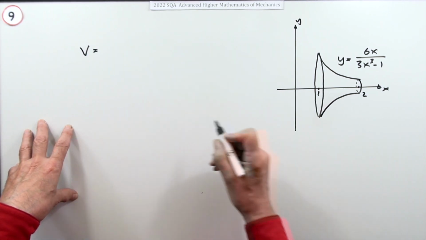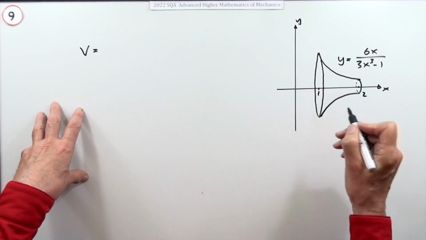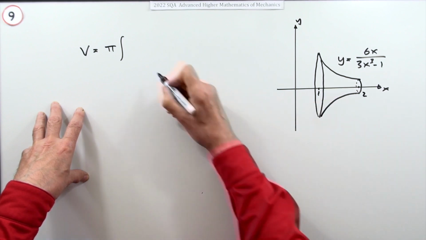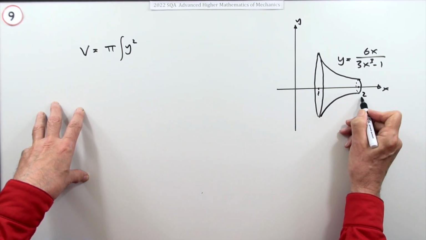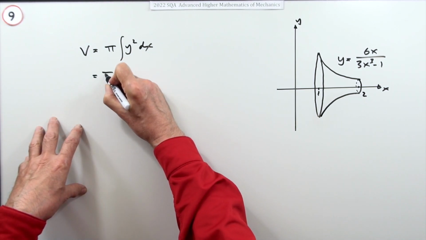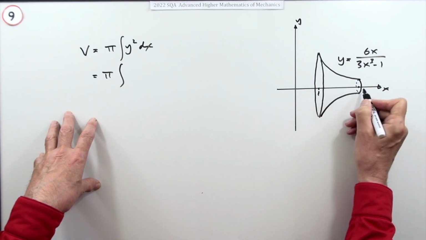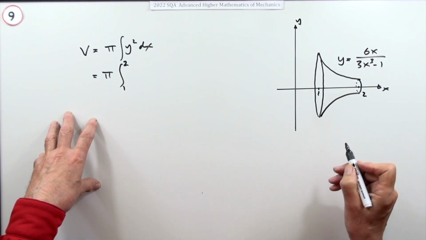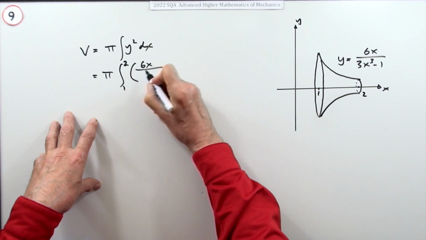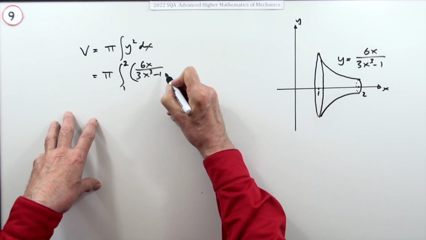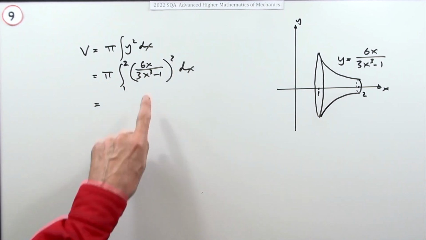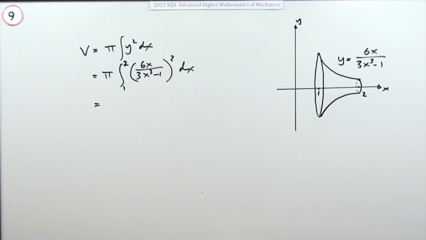Well, the volume will be the volume of lots of cylinders, pi r squared h. So it's pi, and the radius would be the y coordinates, so y squared, and each little disk is a dx. So that's what you're working out. Let's put that in. It's going to be pi times, going from 1 to 2, of this, 6x upon 3x cubed minus 1, squared. Probably wasted space putting that down. I should just have put the square down.